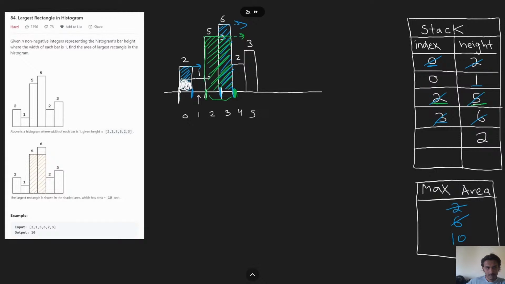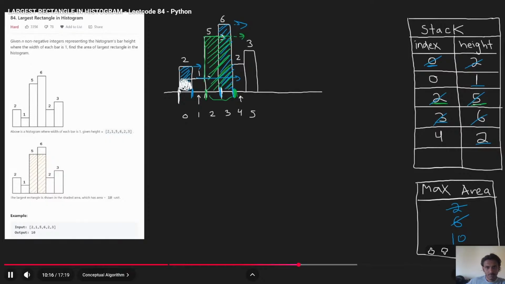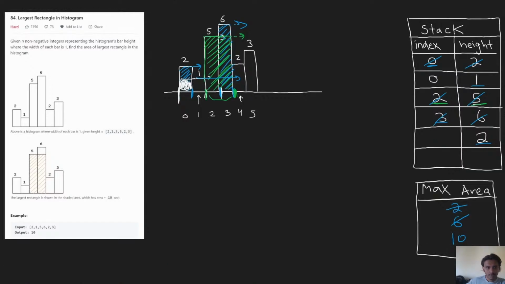Now we look at the top of the stack, it's 1, right? 2 is greater than 1, so we don't have to pop this 1, because this 1 can continue to be extended, so we don't have to pop it, right? And what start index do we put for this height of 2? Can we put index 4? Well, yes, we can, but we notice that we just popped 2 elements, 6 and 5. That means this 2 can actually be extended backwards all the way to index 2, right? So instead of saying index 4 is the start value of this 2, I'm going to say index 2.